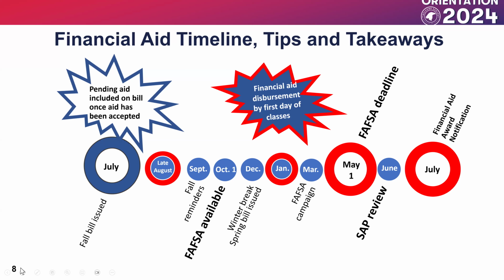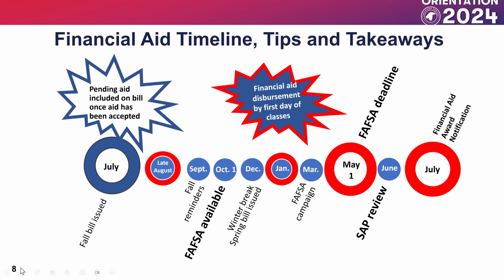All right, so this lovely little graphic gives you a full idea of the financial aid timeline. July is just around the corner. That's when the fall bill will be issued. If you accept your aid through the MyAU portal, you'll see it as pending aid on your bill, and it will be subtracted from the amount due. So it's super important that you accept your aid. In late August, that's when the funds will actually credit to your account.